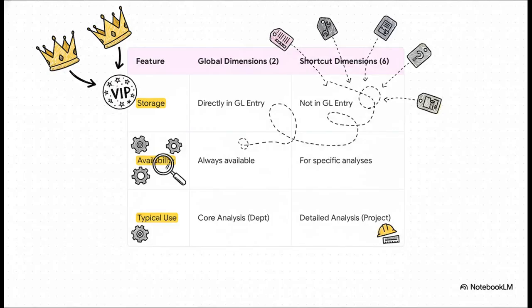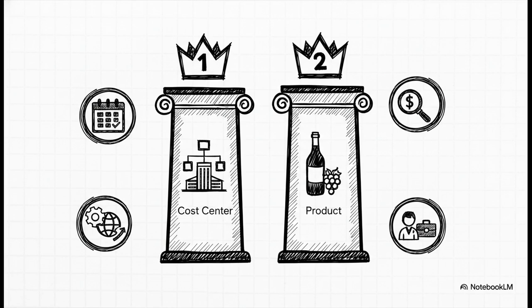Now, there's a quick technical detail that's pretty important. Business Central gives you two main types of dimensions. You get two global dimensions. Think of these as your VIPs. They get stored right on your core financial records, so they're always there for big picture analysis, like what department something belongs to. Then you get 6 shortcut dimensions, which are perfect for more specific, detailed analysis, like tagging everything to one particular project. So how did our wine company put this into practice?